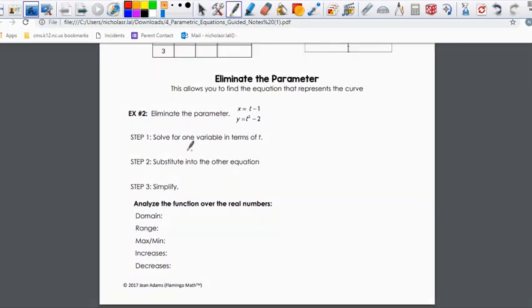So we need to solve for one variable in terms of t. In this, we're going to choose the x variable. So x is equal to t minus 1. If x is equal to t minus 1, then to solve in terms of t, we need to isolate t. So t is equal to x plus 1.